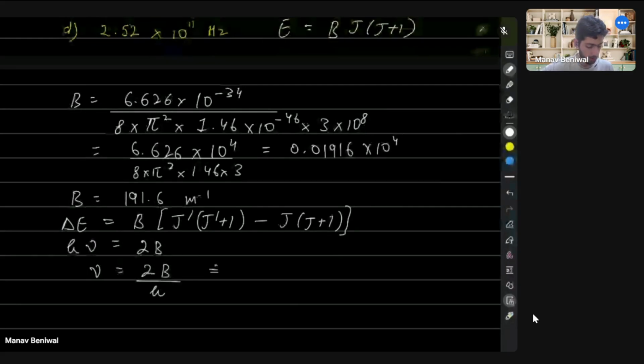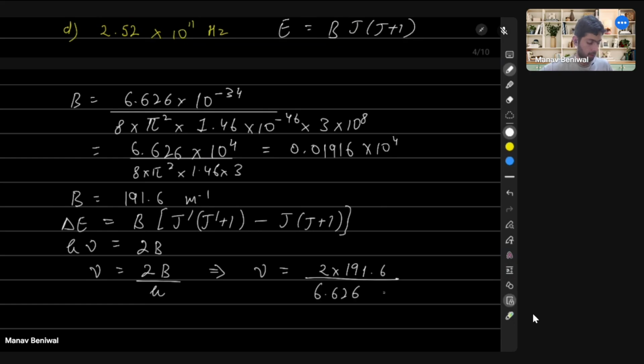Okay, so nu will be 2 into 191.6 divided by 6.626 into 10 to the minus 34.